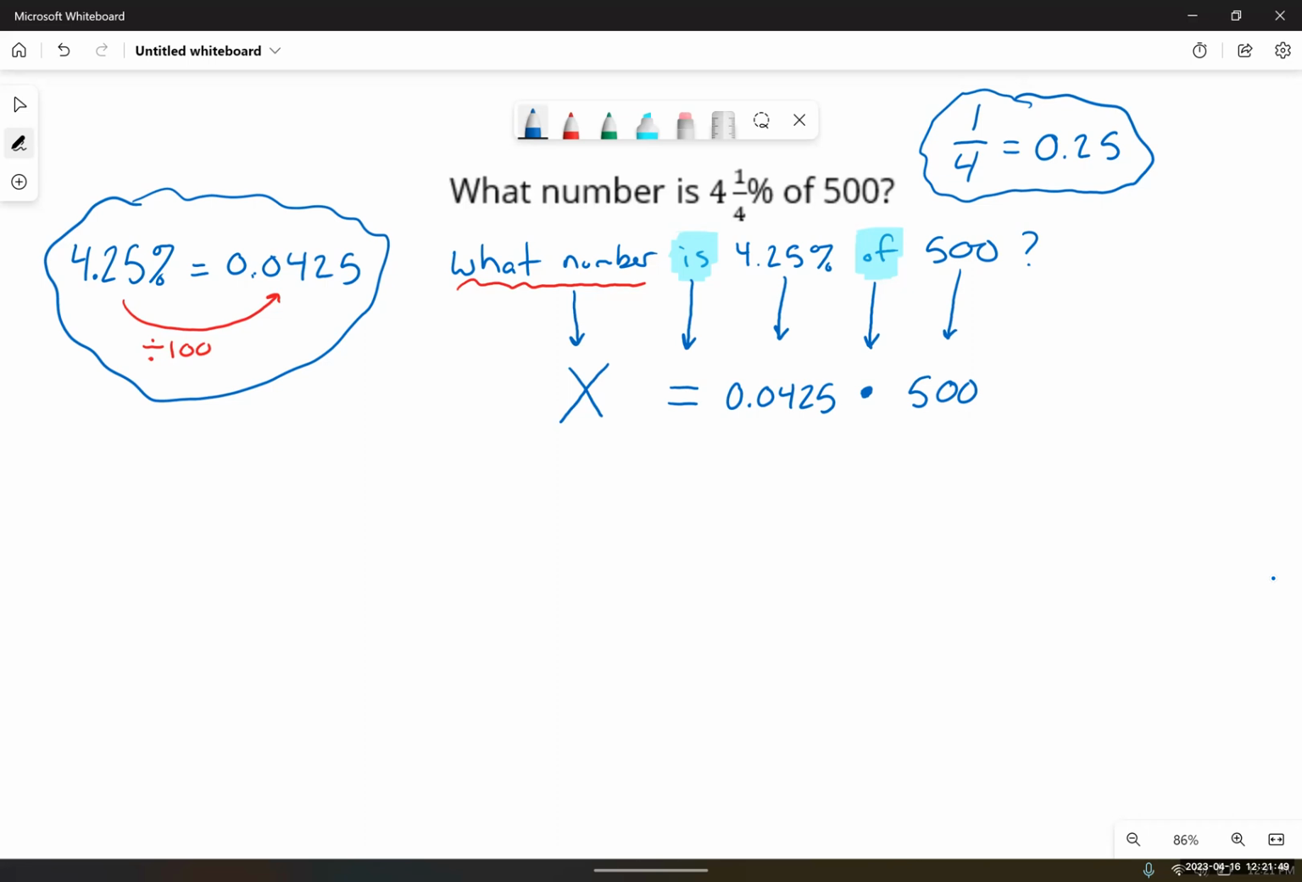All right, now this calculation, that's a job for the calculator. So if you plug that into the calculator, we will get X is equal to 21.25, and that's our final answer.